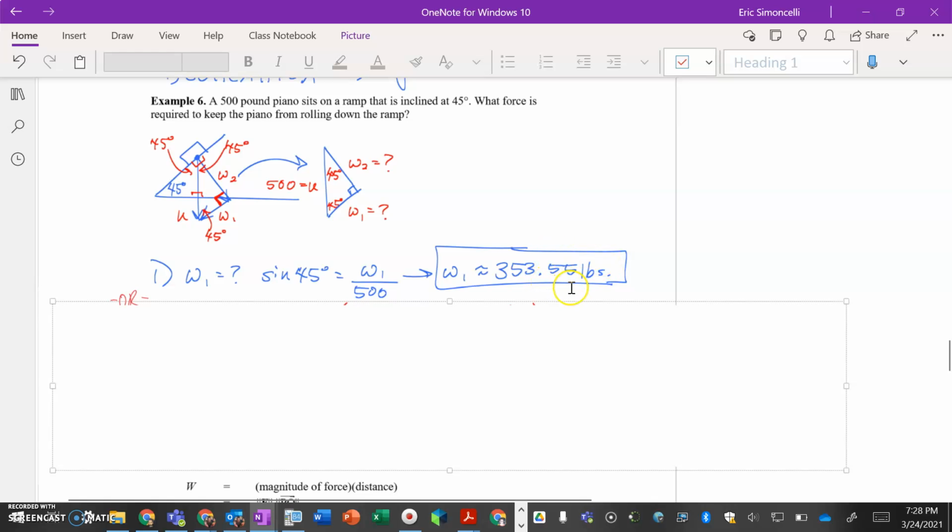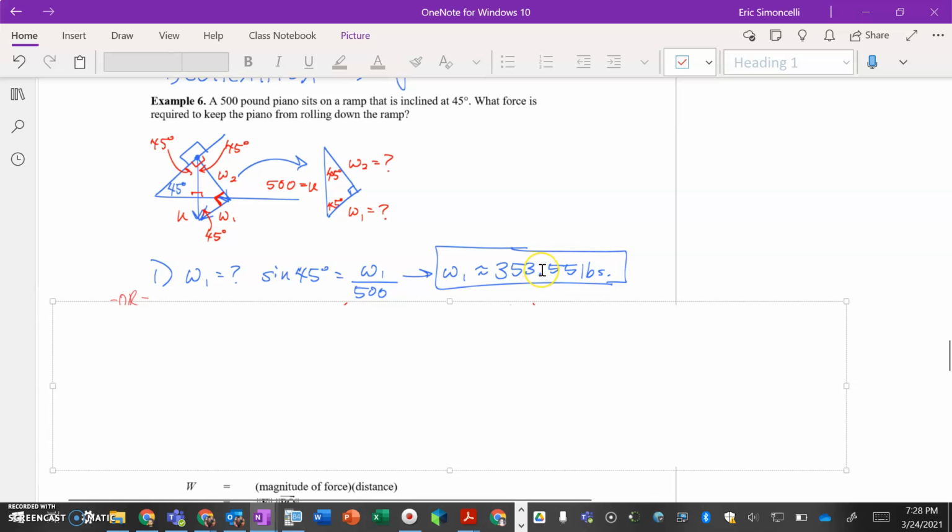So the W1 force vector, again, the force that's required to keep the piano from rolling down the ramp, is simply 353.55. If we were to push with an equal and opposite force to W1, you could actually think of it as a V vector. Okay, that V vector, if in fact it is greater than 353.55, the piano will start to slide up the ramp. If V is less than 353.55 pounds, the piano is going to slide down the ramp. Okay, in order for it to just stay as it is up on the ramp at that point, it will have to be equal to exactly that particular weight in that particular direction.